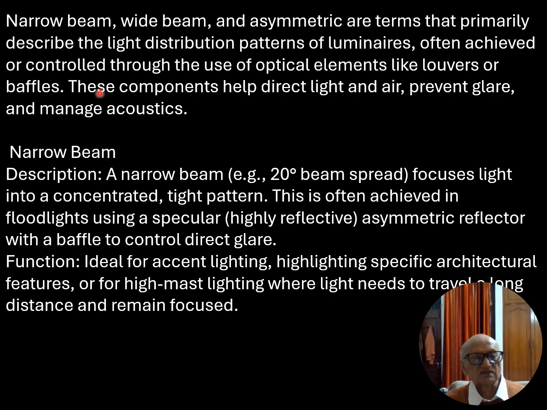This is what we call narrow beam. A narrow beam has an angle of 20 spread, focuses light into a concentrated tight pattern. This is often achieved in floodlights using a specular, highly reflective asymmetric reflector with a baffle to control direct glare.